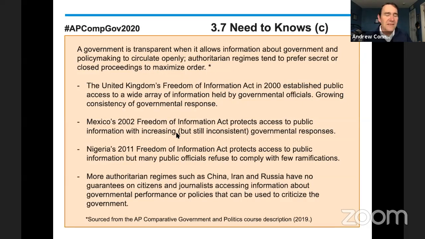Now, when you come to Iran, Russia, China, there's no expectation that the government's going to provide information, particularly to independent journalists. There is no guarantee that's going to happen. And it's all the more common that the government won't hand over information to independent journalists unless that information is meant to uphold some kind of government goal.